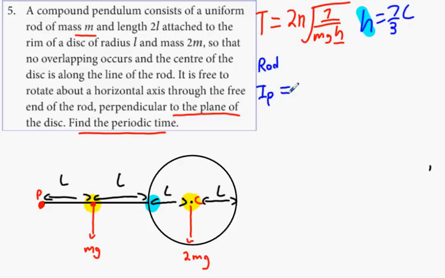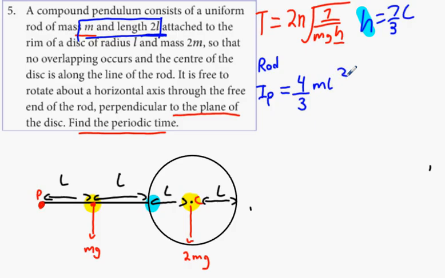4 over 3 mL squared, because it's rotating around its end. A rod rotating around its end is always 4 over 3 mL squared, that's for a rod of length 2L and mass m. Basically textbook specifications there. So it's going to be 4 over 3 mL squared.